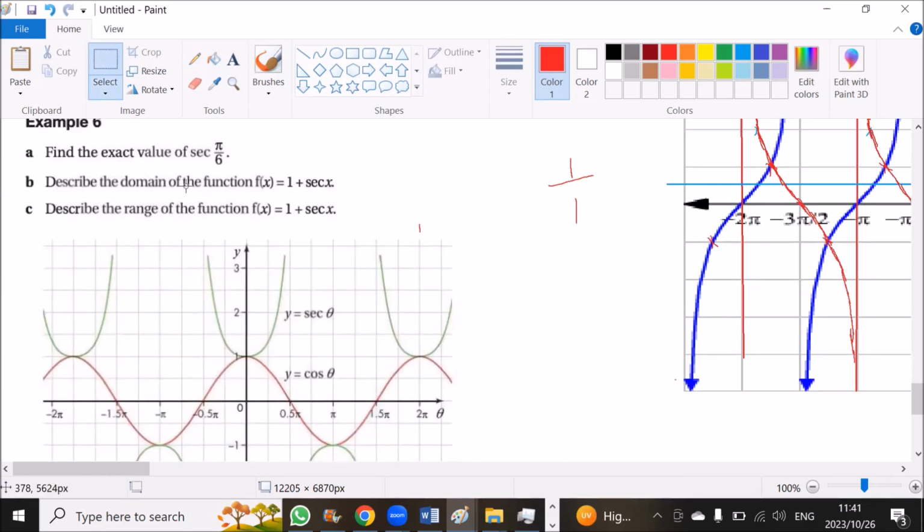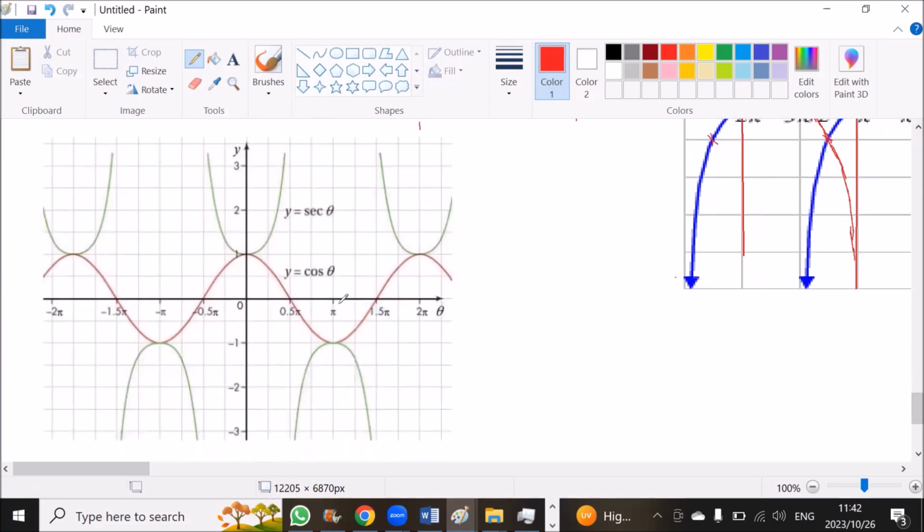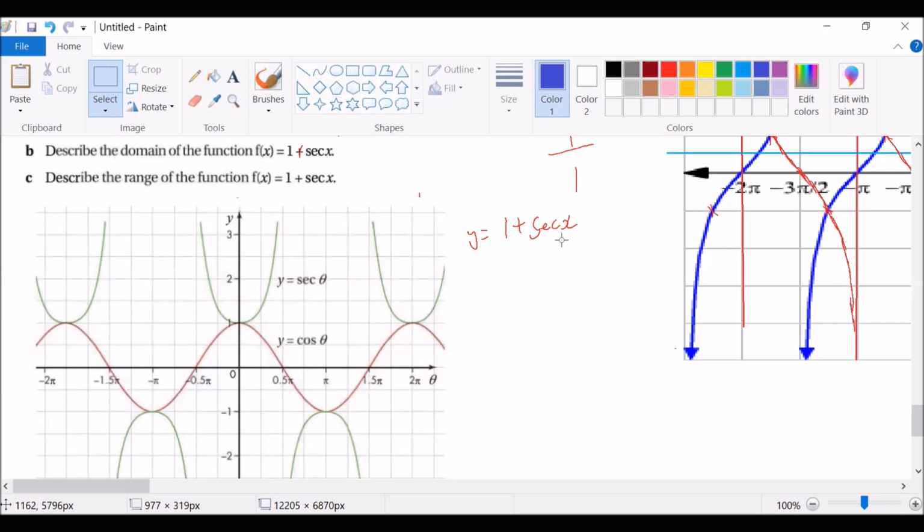B, describe the domain of the function f of x is equal to 1 plus sec x. In AS, we did transformation of graphs, of sine and cosine graphs. That knowledge is assumed in this section. So what we're going to do, we're going to carry out this transformation. We have sec x, which is this graph in green. And when we say f of x is 1 plus sec x, we are transforming it. So 1 plus sec x is a translation of sec x along the y-axis by 1.